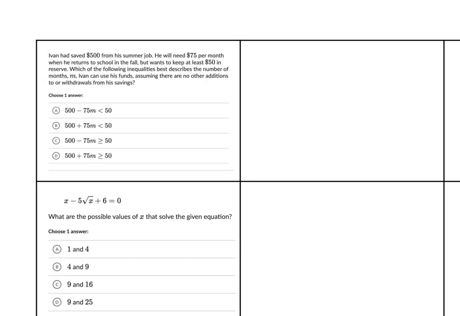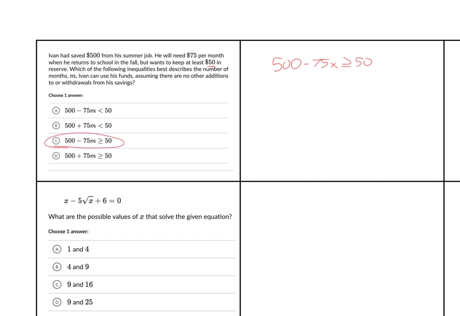Ivan had saved $500 from his summer job. He will need $75 per month when he returns to school in the fall, but wants to keep at least $50 in reserve. Which of the following inequalities best describes the number of months M Ivan can use his funds, assuming there are no additions to or withdrawals from his savings? He wants to keep at least 50 in his reserve, so that means 500 minus however many he takes per month has to be greater than or equal to 50. Okay, so the answer is C.